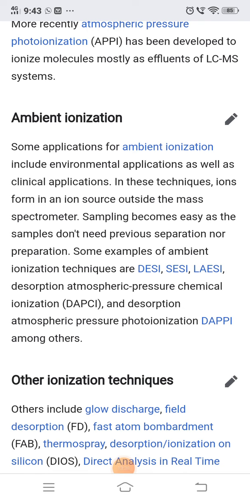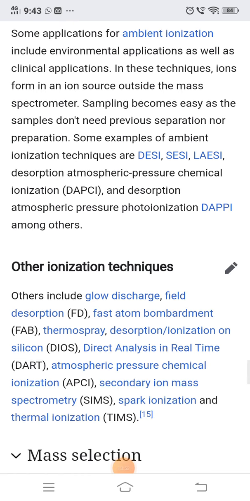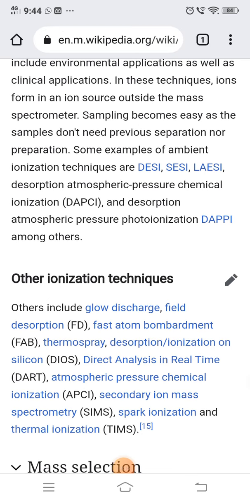Some examples of ambient ionization techniques are DESI, SESI, desorption atmospheric pressure chemical ionization, and desorption atmospheric pressure photoionization, among others. Other ionization techniques are glow discharge, field desorption, fast atom bombardment, thermospray, desorption ionization on silicon, direct analysis in real time, atmospheric pressure chemical ionization, secondary ion mass spectrometry, spark ionization and thermal ionization, etc.